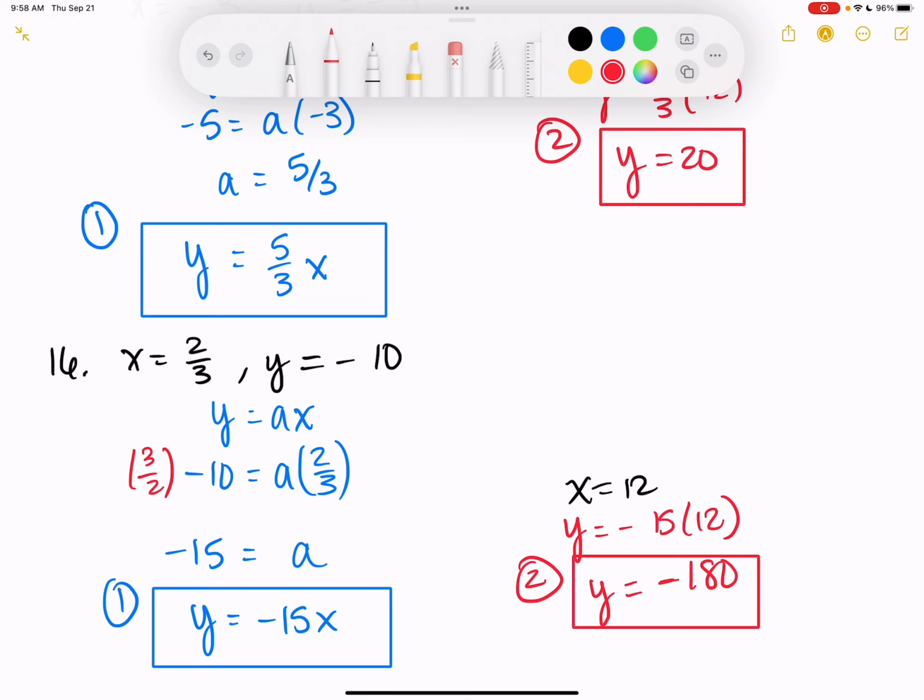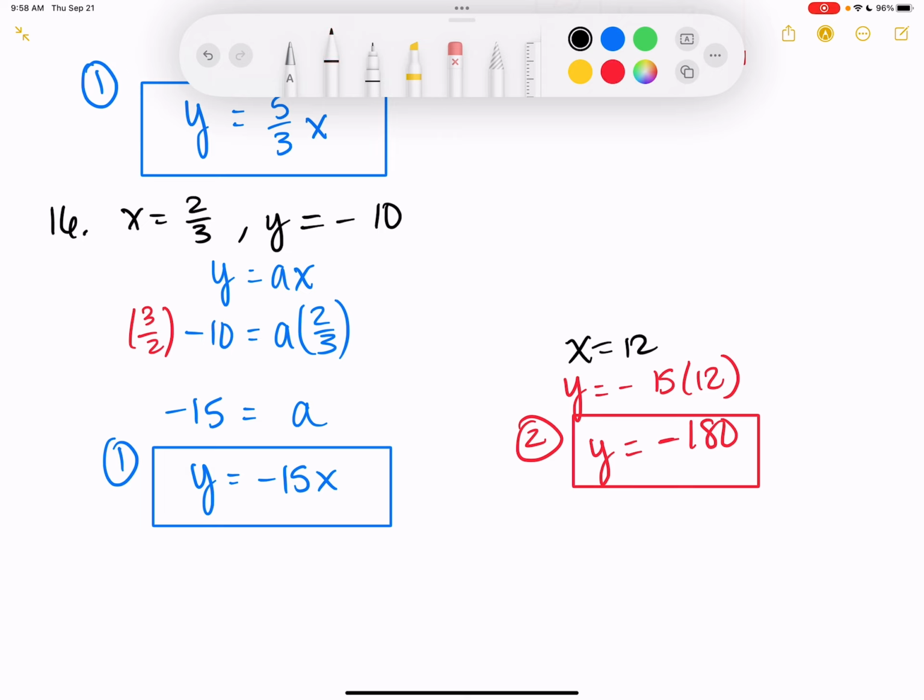Tell whether the equation represents direct variation. If so, give the constant of variation. So, 3y minus 7 equals 10x. For something to be direct variation, it has to be able to be written in the form y equals ax. Okay? Can't have a plus or a minus anything.